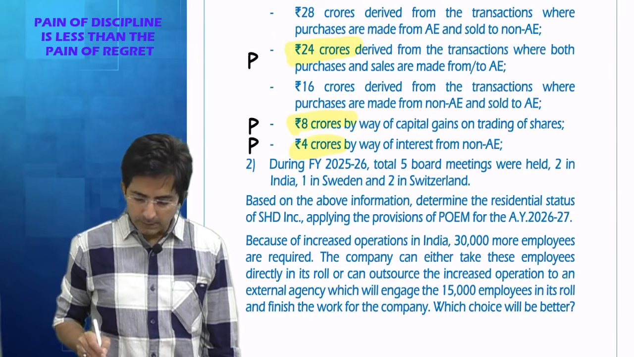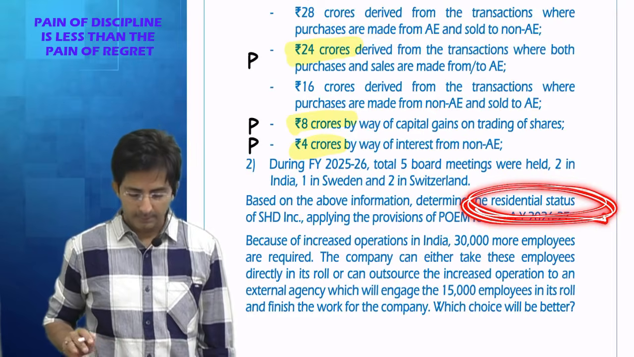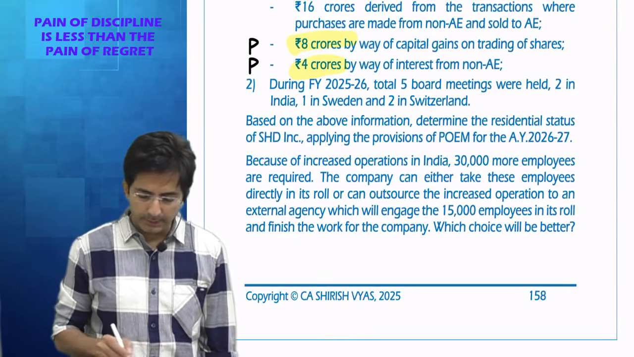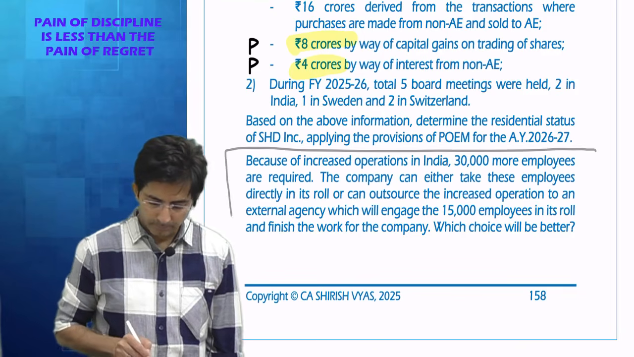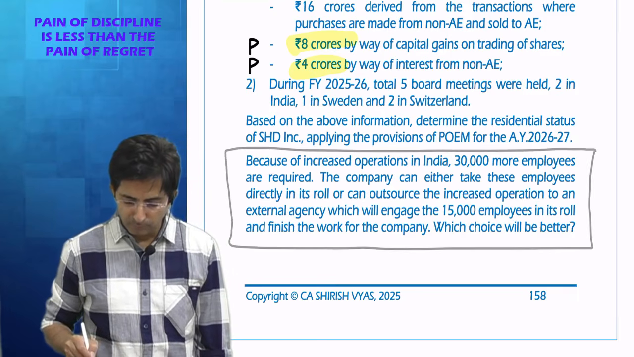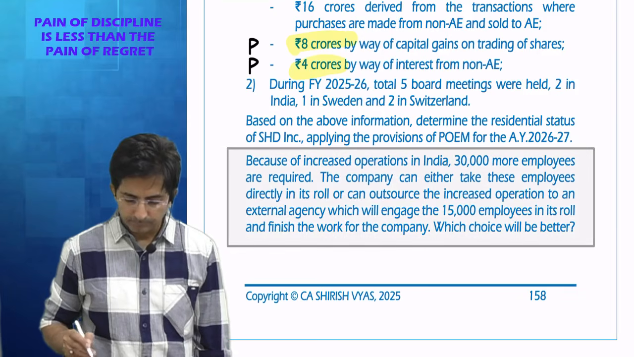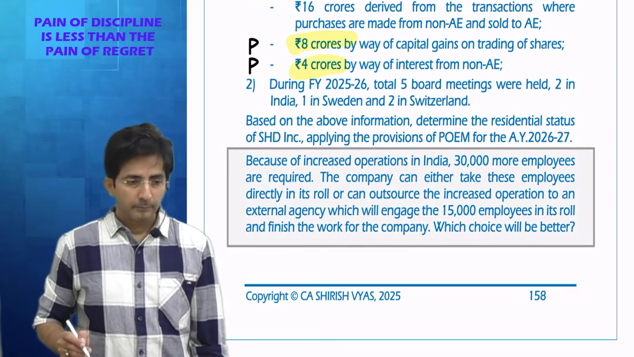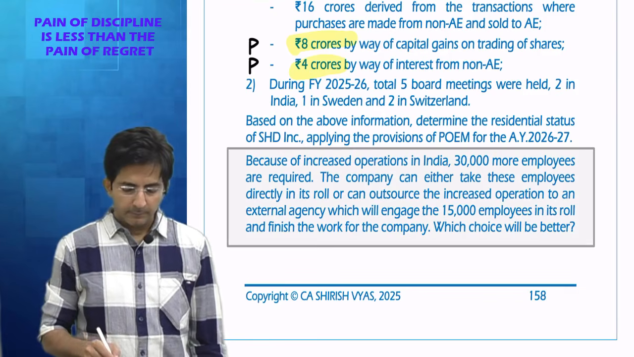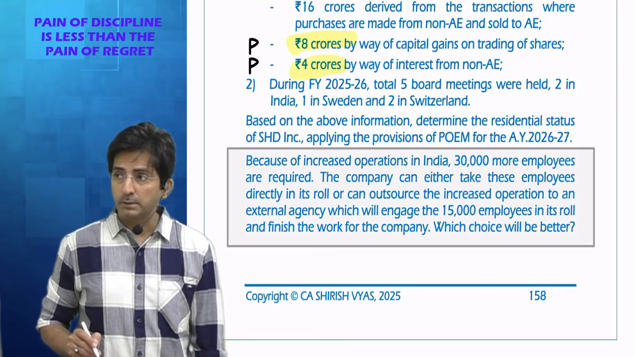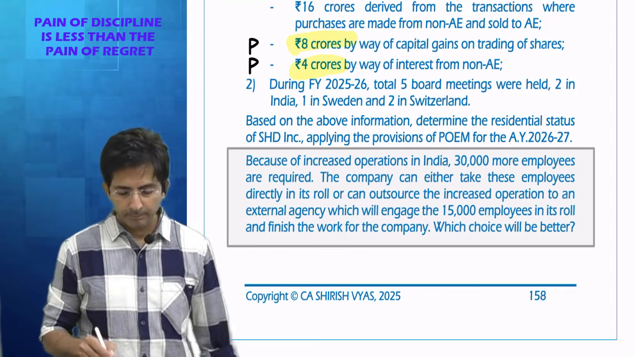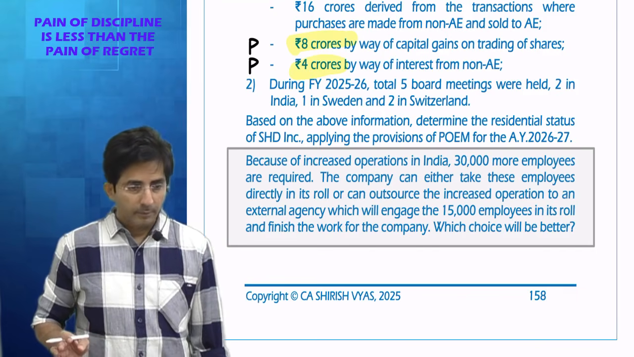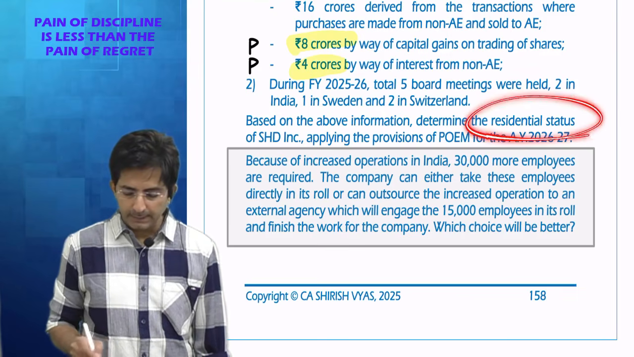Now see, this question we answered, the status is NR. But they have asked one extra question here. Read this portion. There is one additional question. This question has been selected from an ICAI source. The main question we answered, the status is NR.